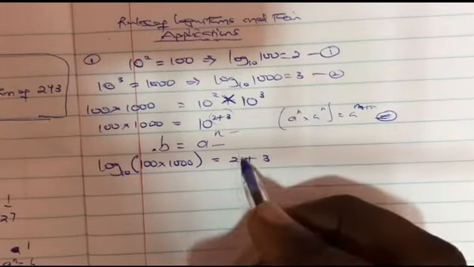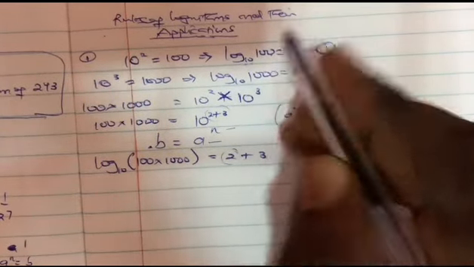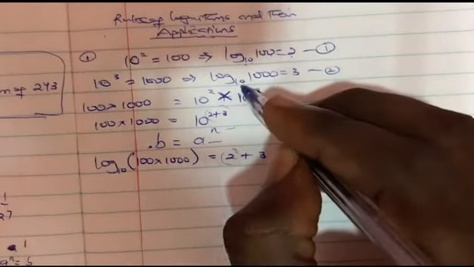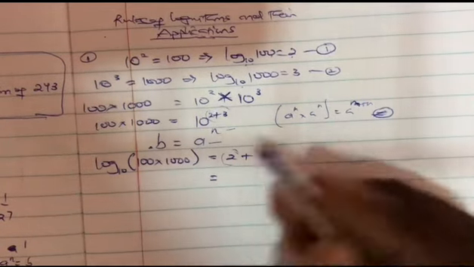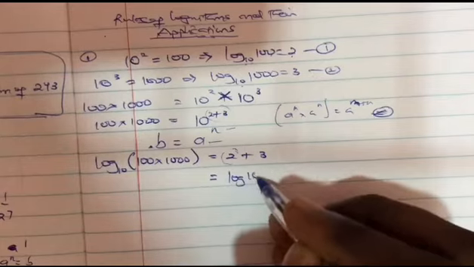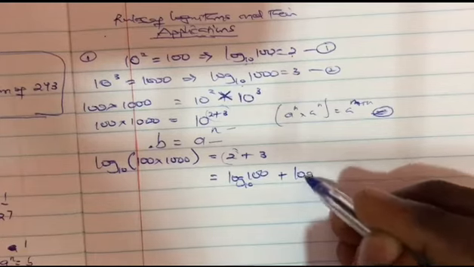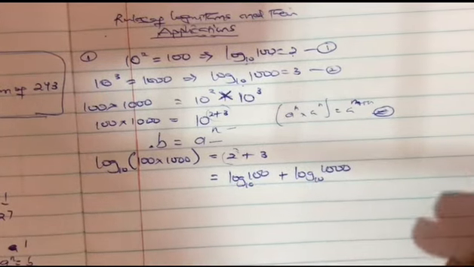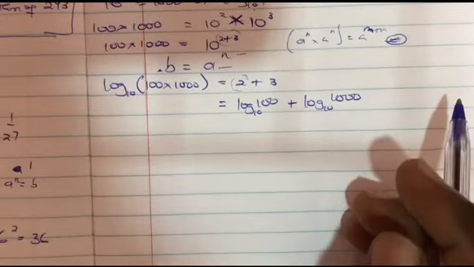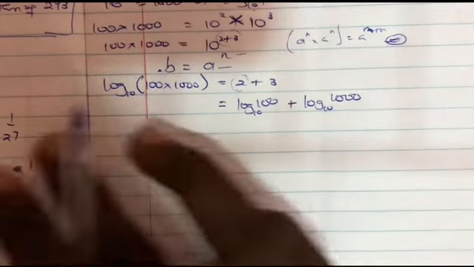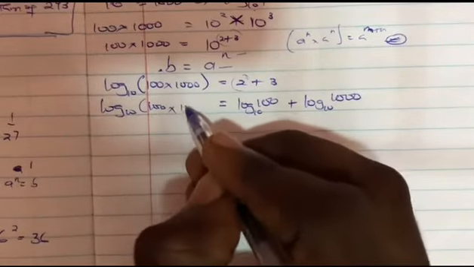Remember that we already said 2 is equal to log 100 to the base 10, and 3 is equal to log 1000 to the base 10. So therefore I can say that log of 100 times 1000 to the base 10 is equal to log of 100 to the base 10 plus log of 1000 to the base 10. Nice. Now I'm going to use variables to represent all these.